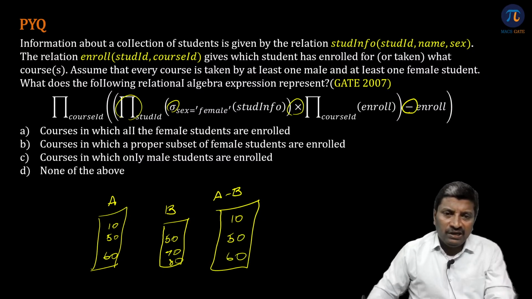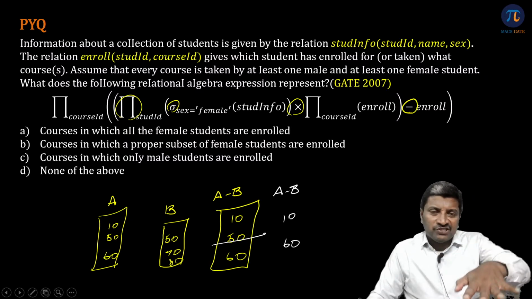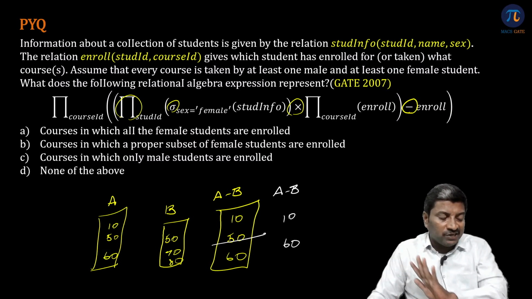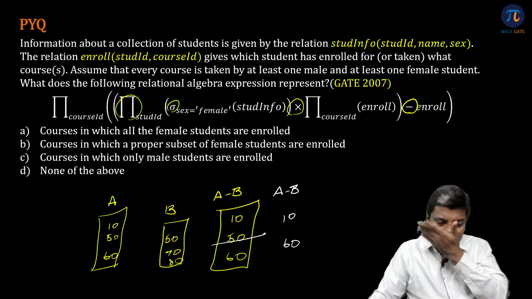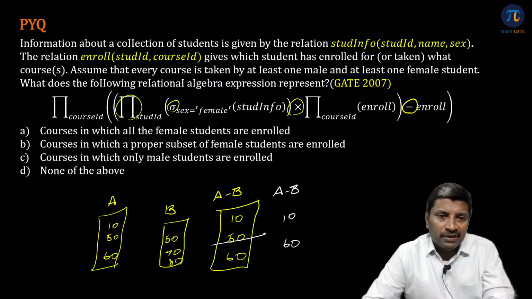Now, if 10 is present in B, delete it. 10 is not present. 50 is present, I delete it. If 60 is present, I will delete. So what else are you having? 10, 60. That is the meaning of it. From the first relation, delete the records of the second relation. Right?